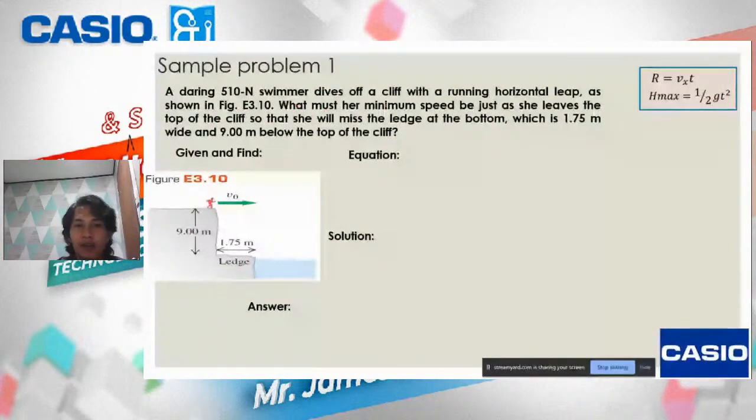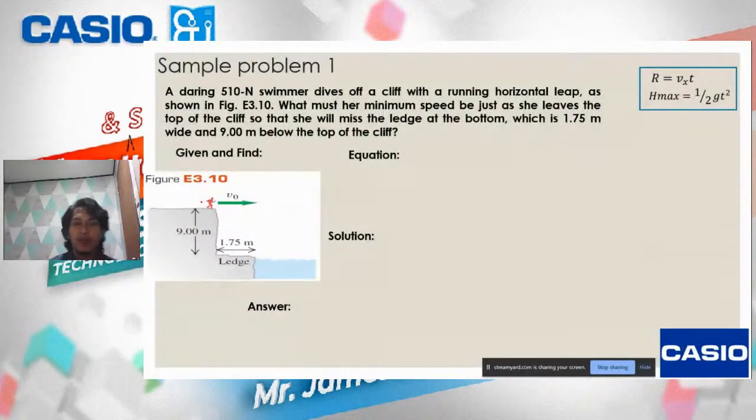So what must her minimum speed be just as she leaves the top of the cliff so that she will miss the ledge at the bottom, which is 1.75 meters wide and 9.00 meters below the top of the cliff. So yung problem na to, parang medyo tricky siya, no?